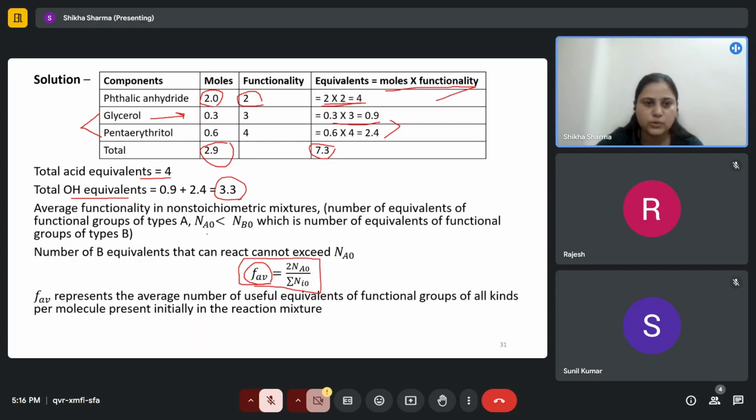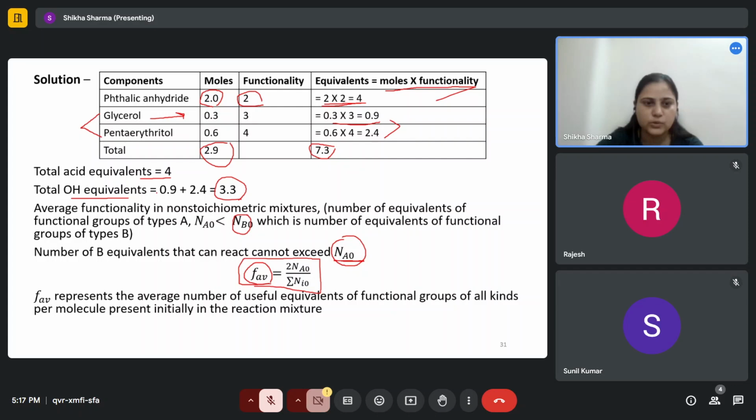So the number of equivalents that can react cannot exceed this. We are saying that N A naught is the one in the lower amount and N B naught is in the higher amount, right? What it is saying in short is that if in a non-stoichiometric mixture one of the equivalents is higher and one is in the lower concentration, there will be one which is the limiting factor. So we can say the OH equivalents are limiting, which is 3.3, the lesser amount.